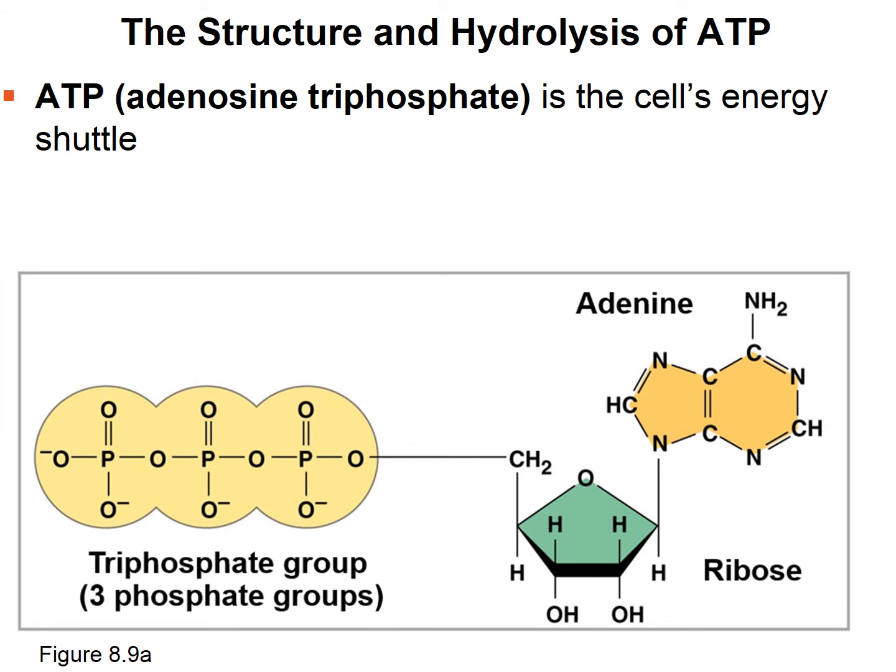ATP is something I mentioned in a previous chapter. So again, ATP is adenosine triphosphate, and this is the cell's energy shuttle. And in figure 8.9a, we see the structure. On the right-hand side, you'll see adenine. That's a base. Attached to it is ribose, a sugar, and attached to the sugar are 3 phosphate groups. So that's why it's called triphosphate. Adenosine triphosphate.